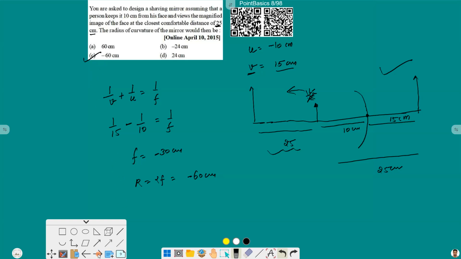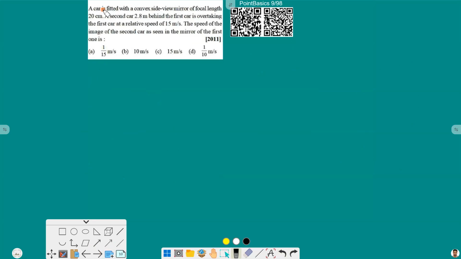Let us move ahead. A car is fitted with a convex side view mirror of focal length 20 centimeter. A second car 2.8 meter behind the first car is overtaking the first car with a relative speed of 15 meter per second. The speed of the image of the second car as seen from the mirror of the first one is. Now we have the mirror formula, that 1 by v plus 1 by u is equal to 1 by f.